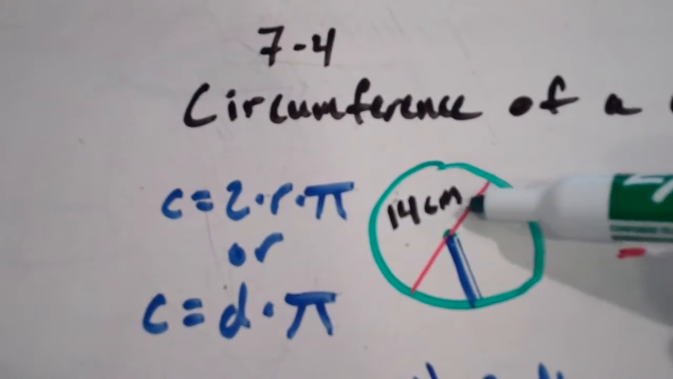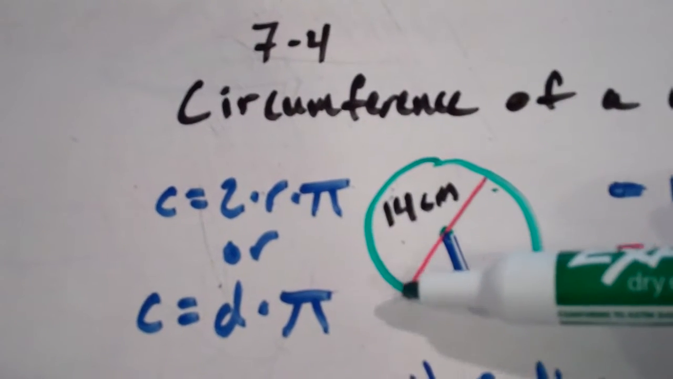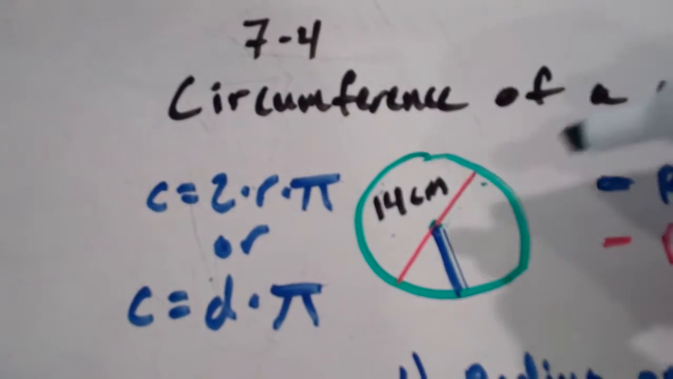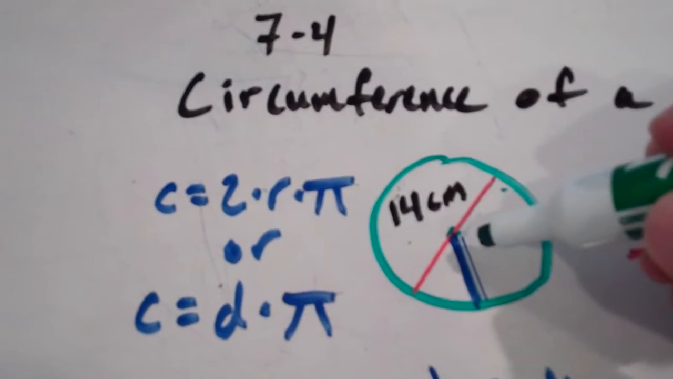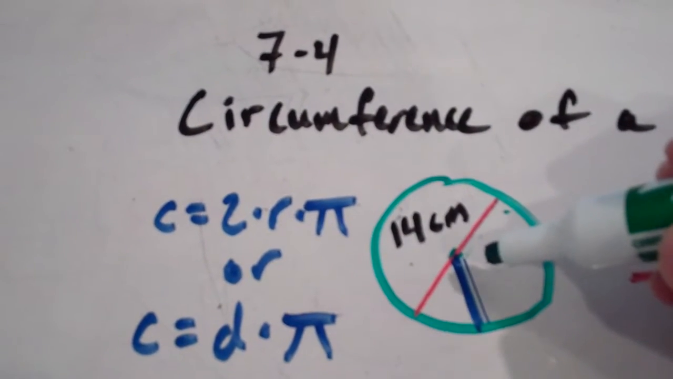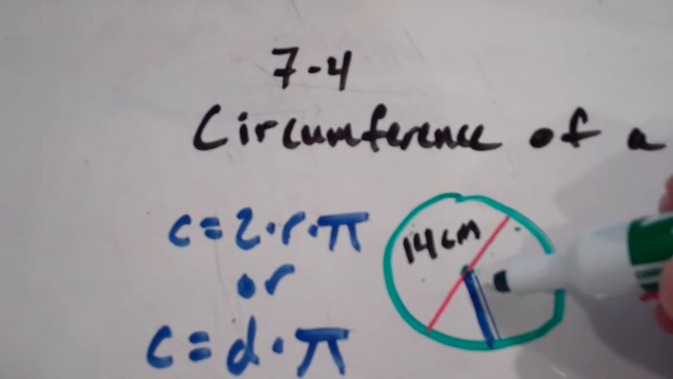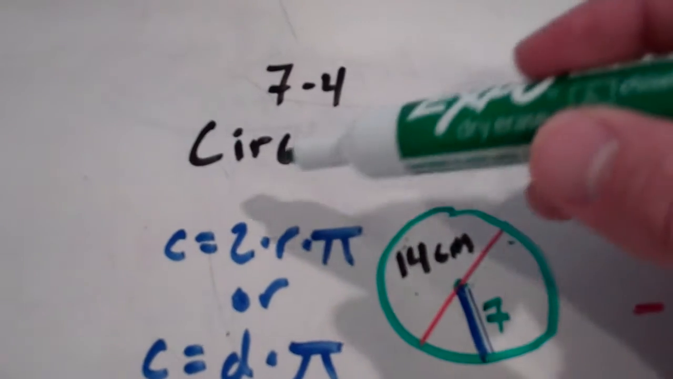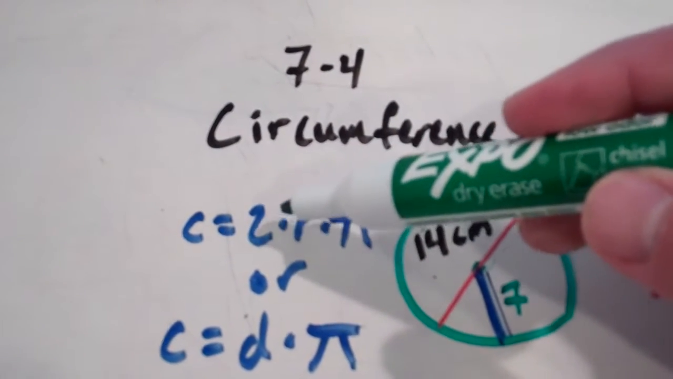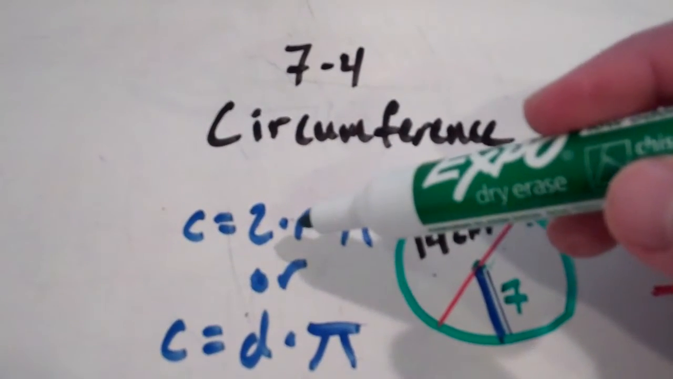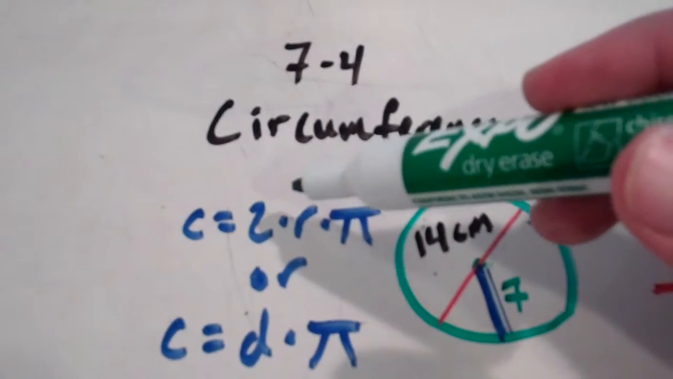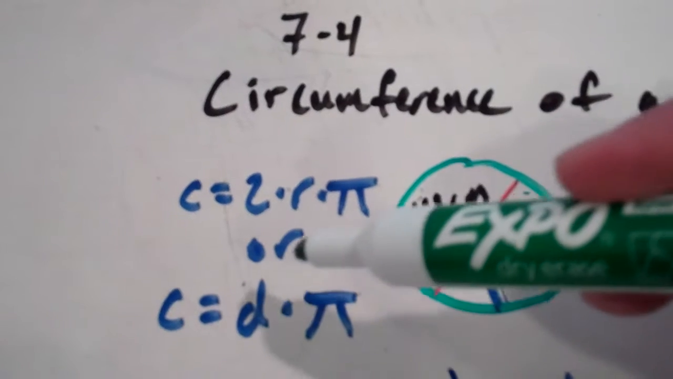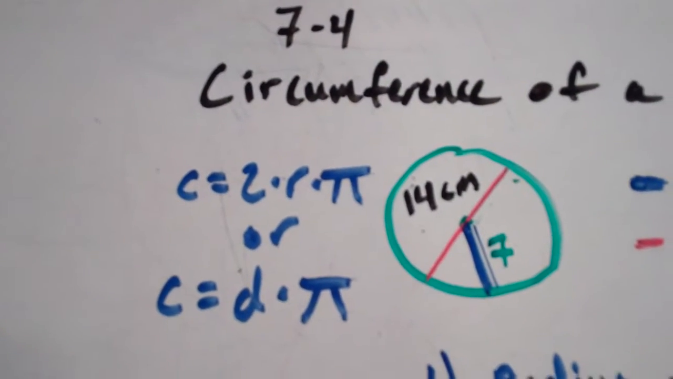In this example, they give me the diameter. The entire diameter is 14 centimeters. Now I could also find the radius once given the diameter. The radius is half of the diameter, so the radius is 7. And so if I use this equation, 2 times the radius, which is 7, I would be using the same equation as if I just used the diameter, meaning 14 times pi for the circumference.